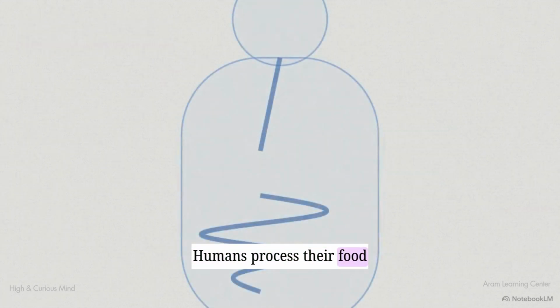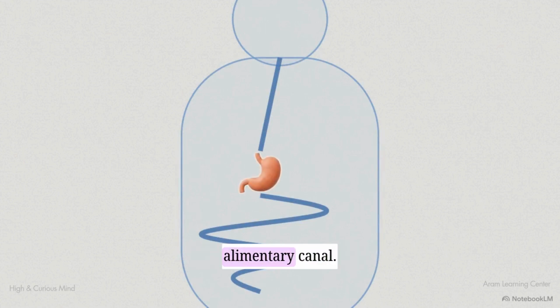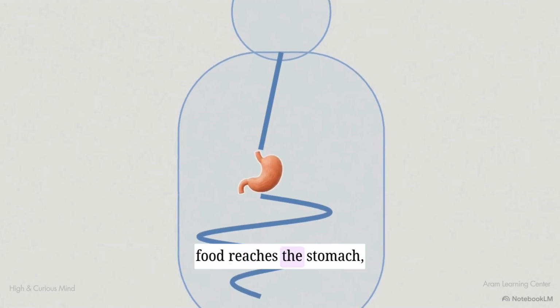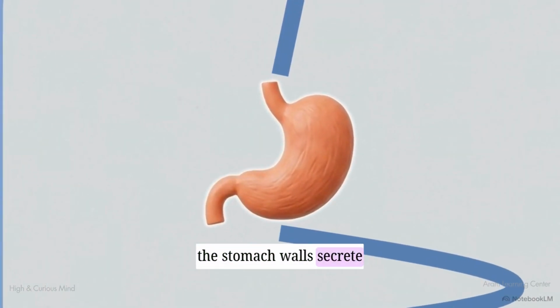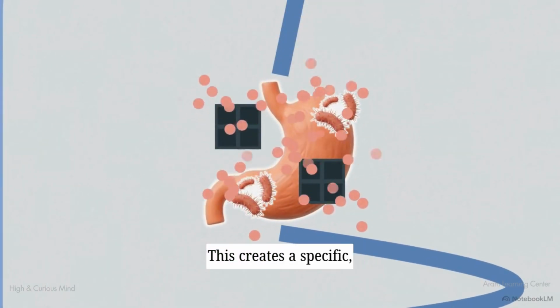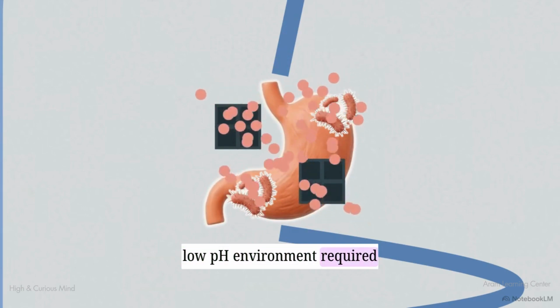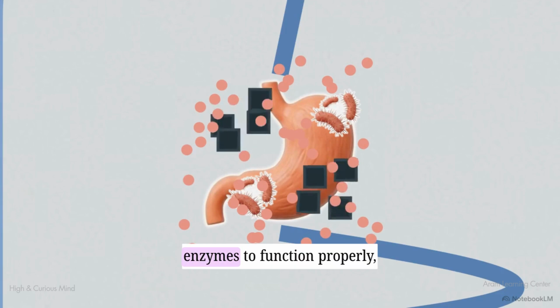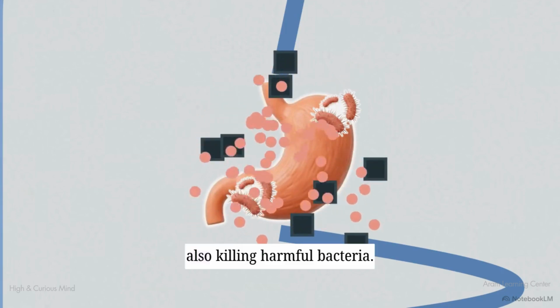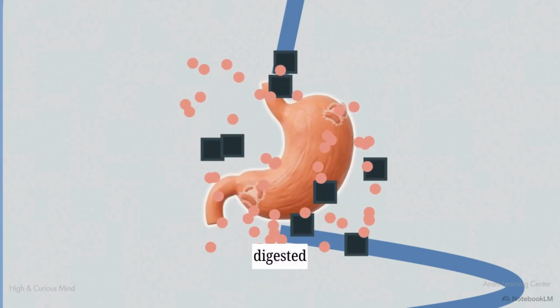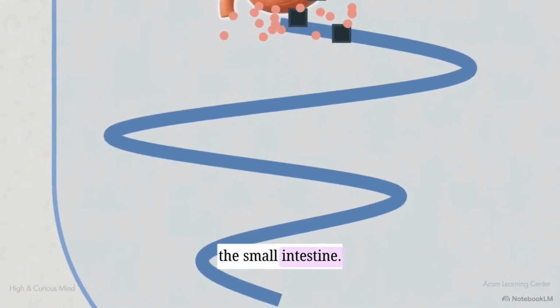Humans process their food using a highly specialized alimentary canal. When food reaches the stomach, the walls secrete acid. This creates a specific low pH environment required for protein-digesting enzymes to function properly, while also killing harmful bacteria that might have been ingested. The digested food then moves into the small intestine.